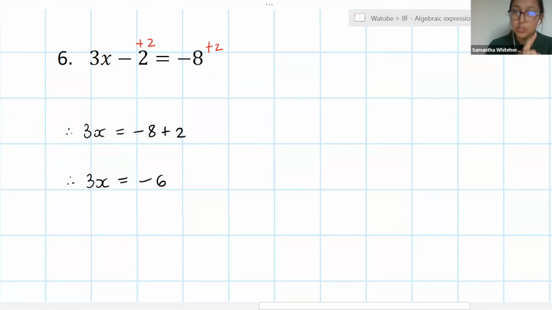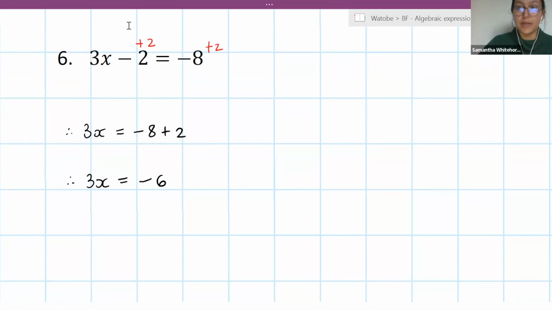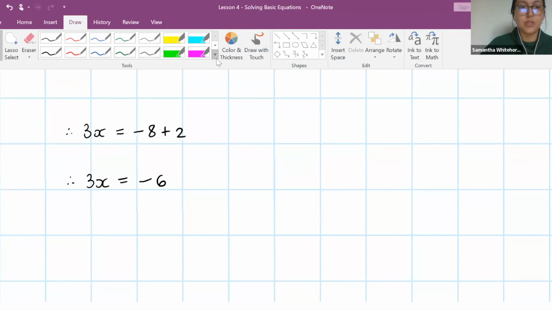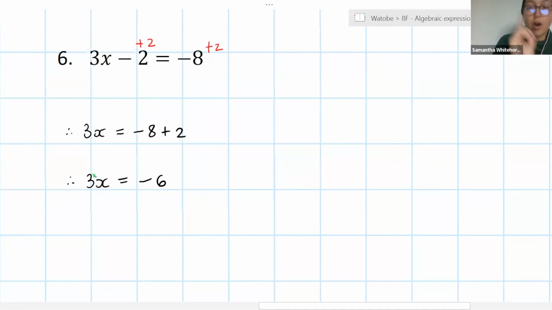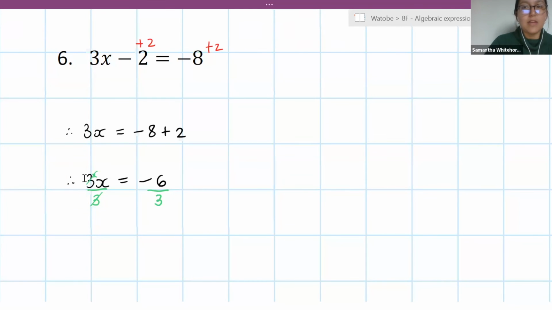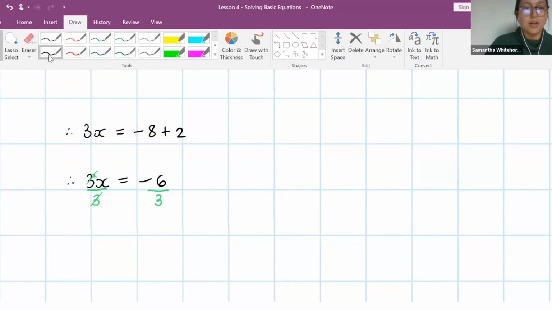And if you are struggling, remember, use those number lines. Now, from this point, I want to deal with the multiplication. So remember, between the x and the 3, there's a multiplication. The opposite of multiplication, division. So I'm going to divide both sides by 3. That essentially gets rid of the coefficient. And so what I'm left with, Tandy, do you maybe want to tell me what the answer is now?